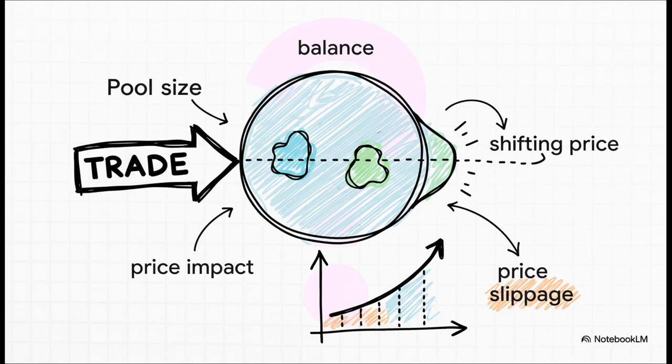So, why are they different? Why don't you get the price you see? Well, it's because your trade has an impact. When you buy, you're adding one token and removing another, changing that balance we talked about. And the bigger your trade is compared to the total size of the pool, the more you shift that balance and the more you move the price against yourself. This is what people in DeFi call price impact, or slippage.